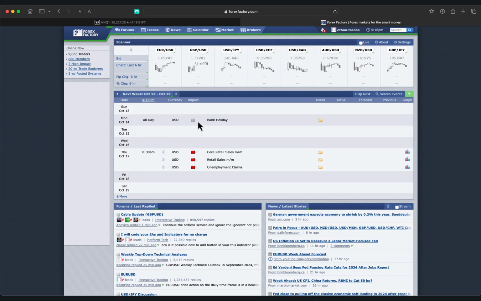So if Monday has a gray folder, then I'm not too interested in trading. How I look at it is if there's a bank holiday, then it's also my holiday. If there's no news, then I'm going to be more cautious entering the market that day. And if there is high impact news, then typically that's when I hunt for those high probability opportunities.